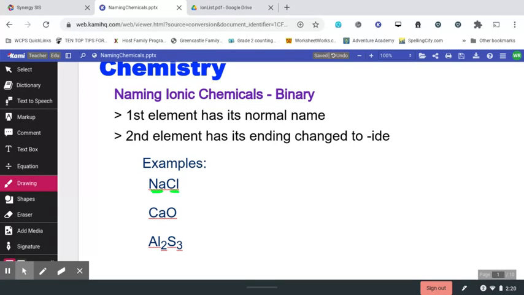So Na is our element sodium. Now, NaCl isn't just sodium chlorine. When it is involved in this chemical, we call it chloride instead. So you guys can see, instead of the "ine" at the end, it becomes "ide".